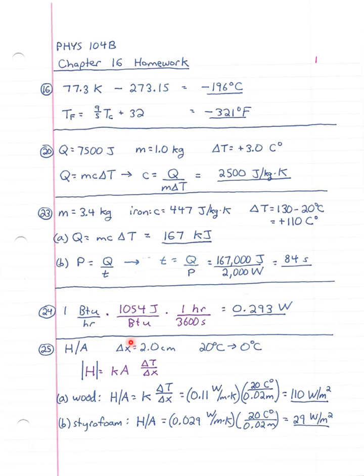So here I've got 1 BTU per hour, and we'll convert the BTU, so 1054 joules per BTU. We need to convert hours to seconds, 1 hour over 3,600 seconds. You'll notice what happens to the units when I set them up this way. BTUs and BTUs divide out, hours and hours divide out, and I look at what units I'm left with, and it says joules per second, which is watts. So 1 BTU per hour is 0.293 watts.